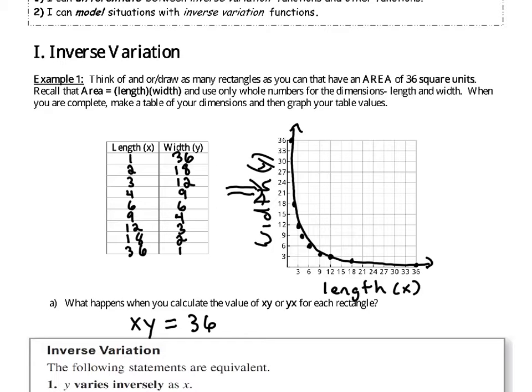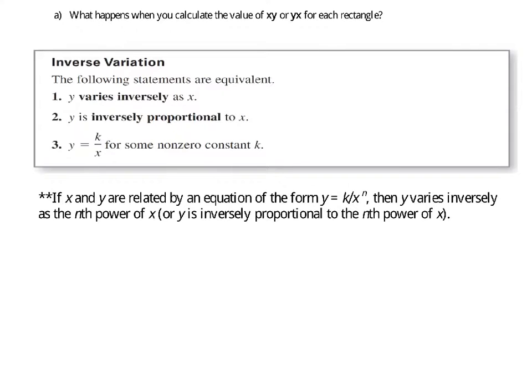So any time that you multiply your two variable quantities together and get a constant number, this is known as inverse variation. The information in the box summarizes inverse variation and what it may look like, and keep in mind that the terms "varies inversely" and "inversely proportional" also mean the same thing.